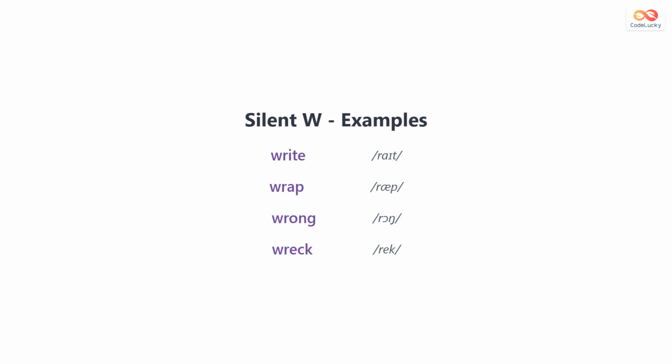Here are 4 common examples of words with silent W. The first word is right, pronounced right. The second word is rap, pronounced rap. The third word is wrong, pronounced wrong. The fourth word is wreck, pronounced wreck. In each of these words, the W is silent and we only hear the R sound followed by the other letters.